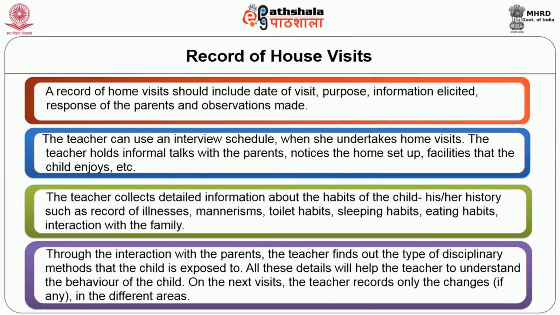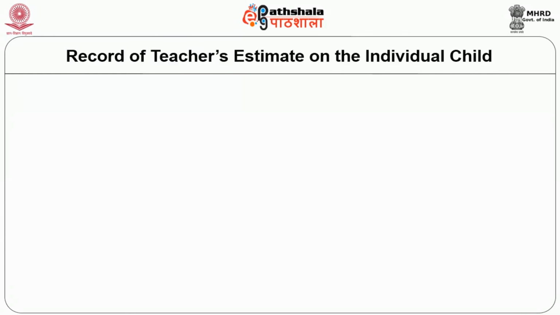The background information can provide a whole picture of the child and his family. On the next visit, the teacher will record only the changes, if there are any, in the different areas. Then we have the record of teacher's estimate on the individual child.